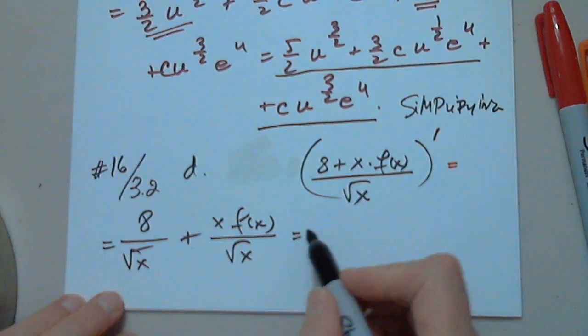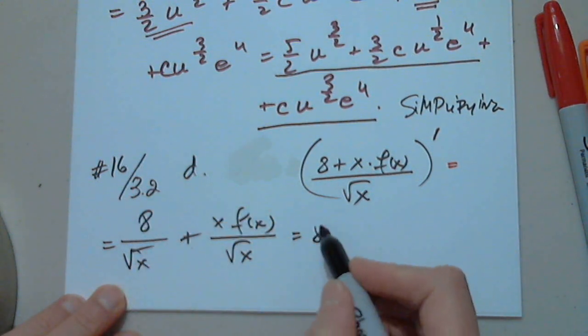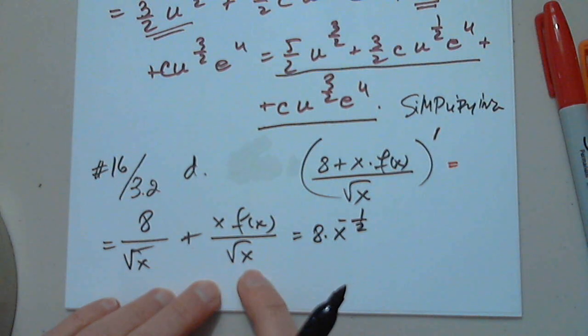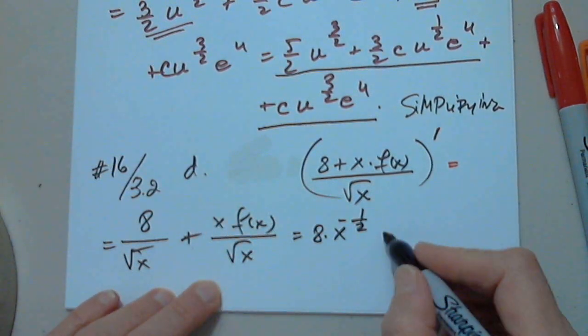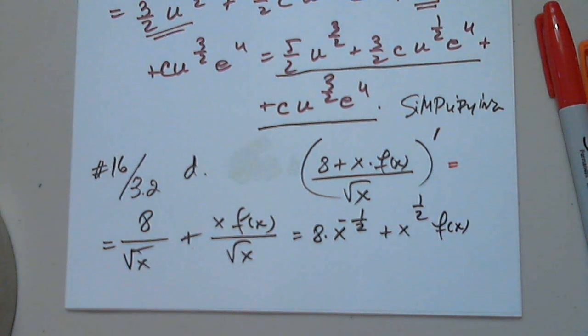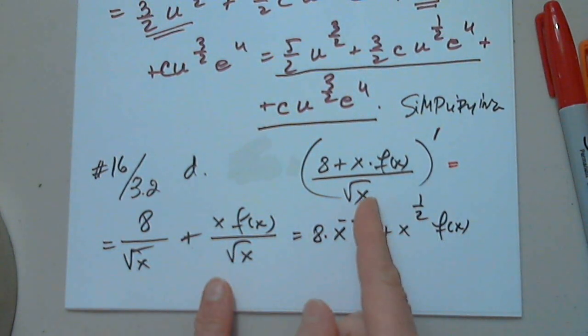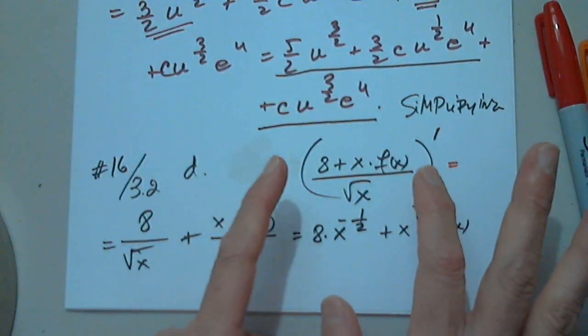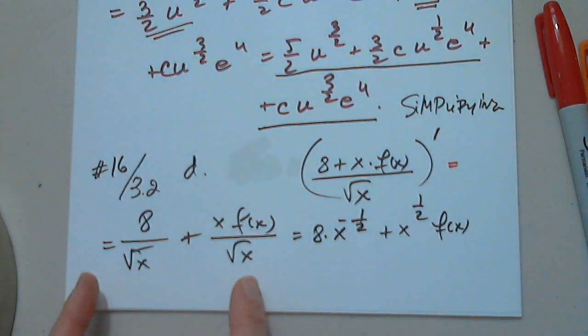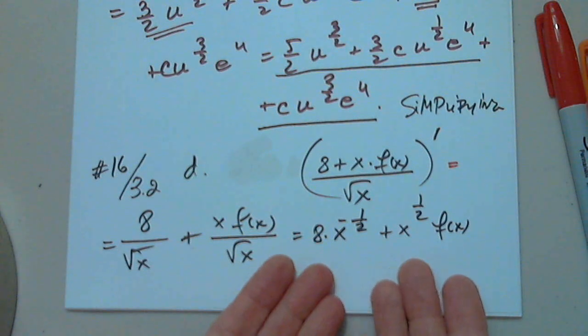So then we change 8 over the square root of x to 8x to negative 1/2, plus x f of x divided by the square root of x, so plus x to 1/2 f of x. By simply applying this simple algebra rule and splitting the fraction into two fractions, look what I have.